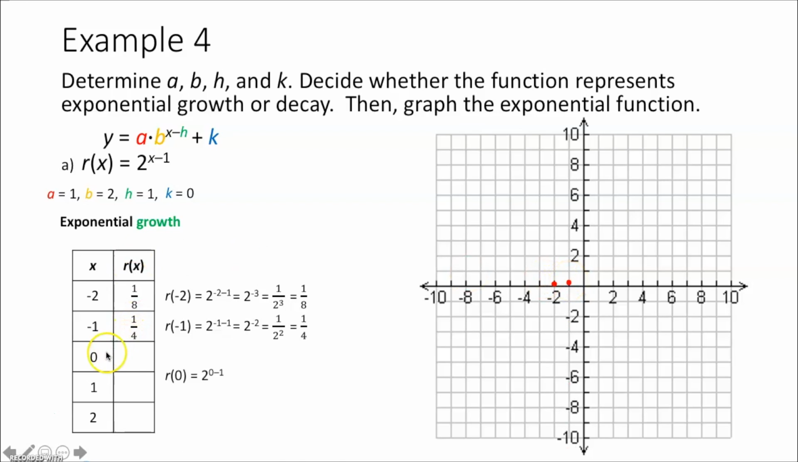Now 0, if I were to plug in 0 here, 0 minus 1 is going to be negative 1. So 2 to the negative first, got to flip that again, so it becomes 1 over 2 to the positive first, which is just 1/2. So 0 comma 1/2 is going to be our next point.